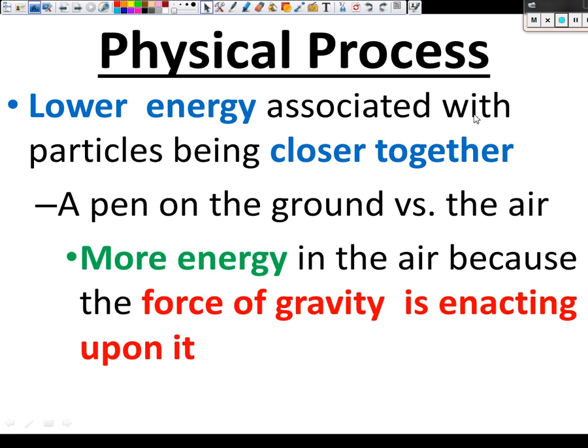a point where it takes so much amount of energy to keep things together that we don't want to do that. Okay? So lower energy associated with things closer together. Mentally, visually, does that make sense? Good, because we're going to get into that later on as well.